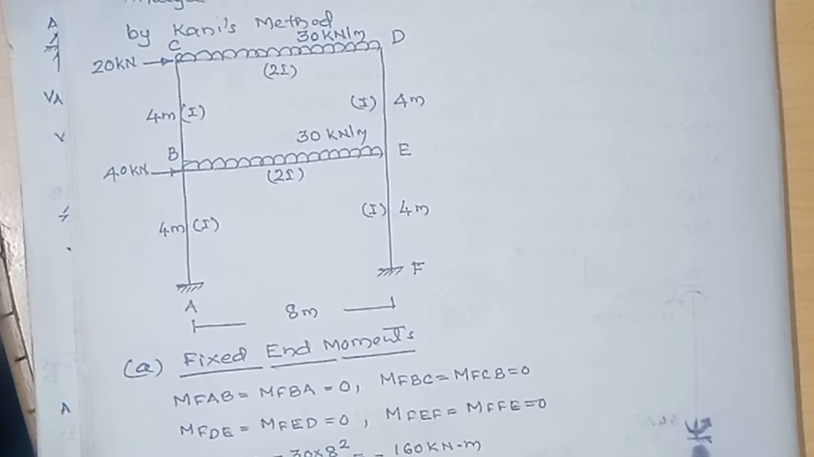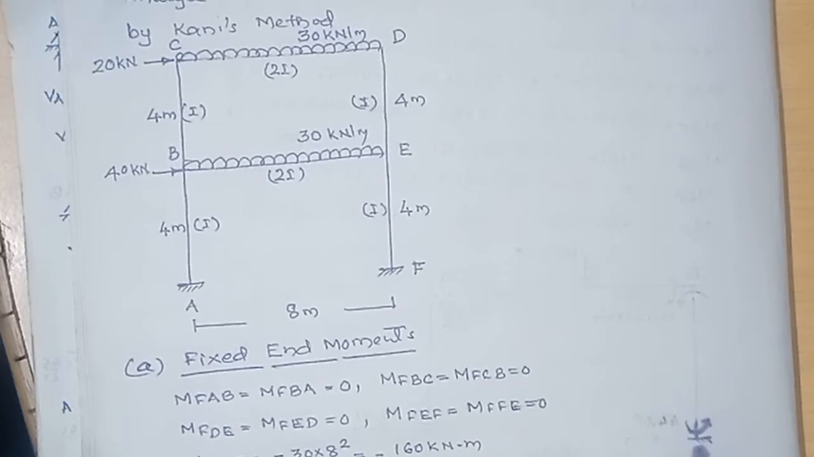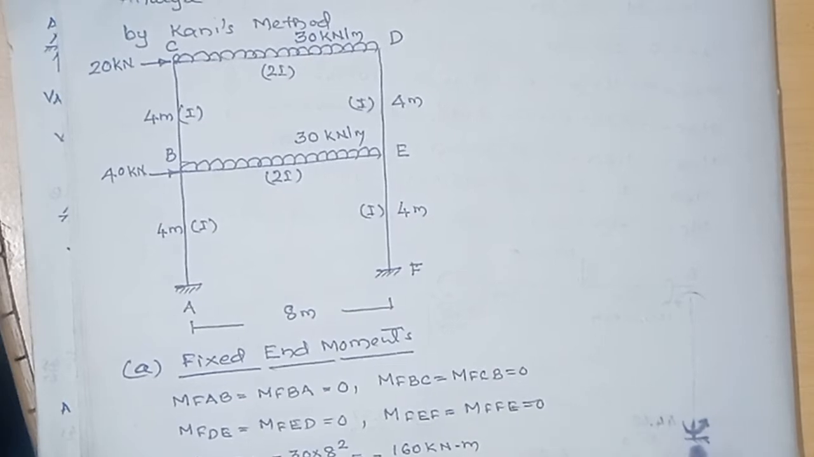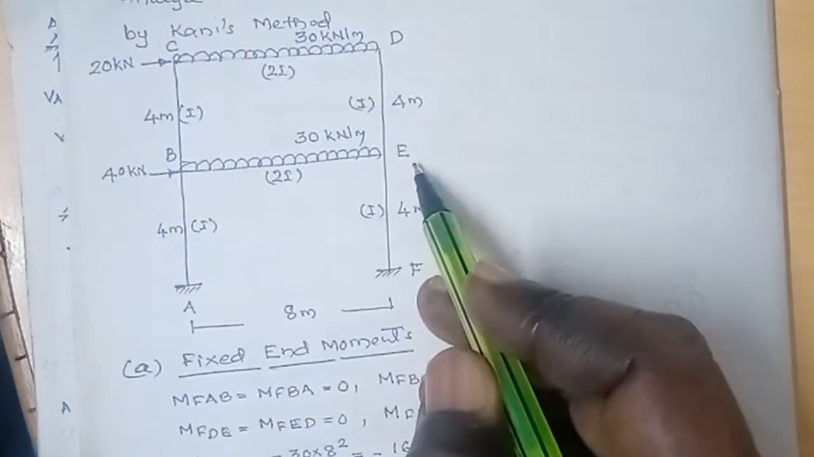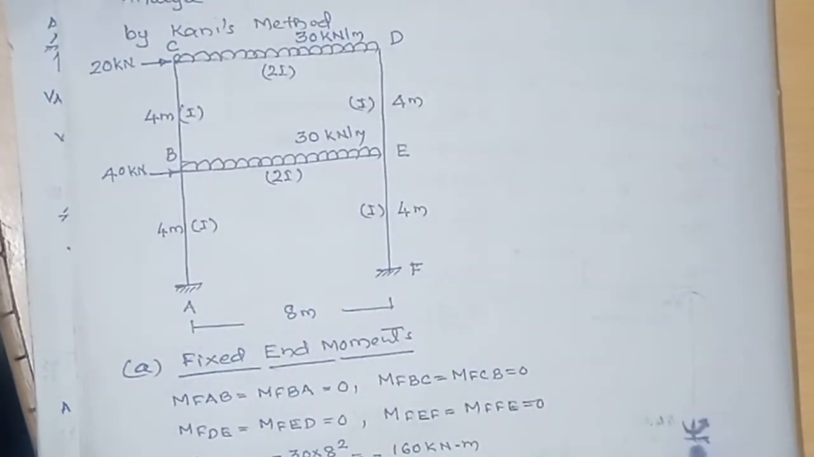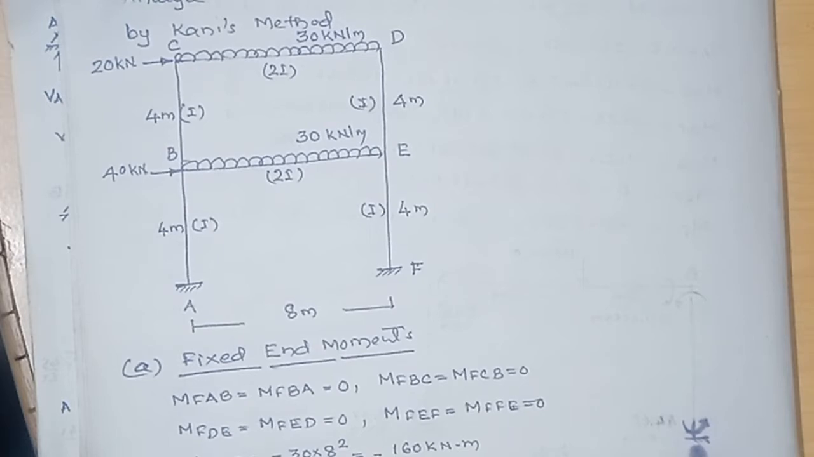Then the horizontal members. MFBE is subjected to UDL of 30 kilonewton per running meter over a length of 8 meter. Hence WL square by 12, that is minus 30 into 8 square by 12, that is anti-clockwise, that equals minus 160 kilonewton meter. Similarly, from the other end, that is clockwise, that is 160 kilonewton meter.